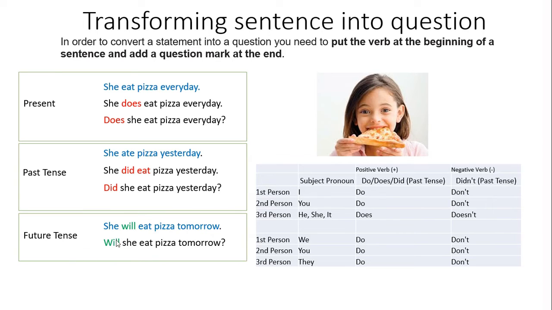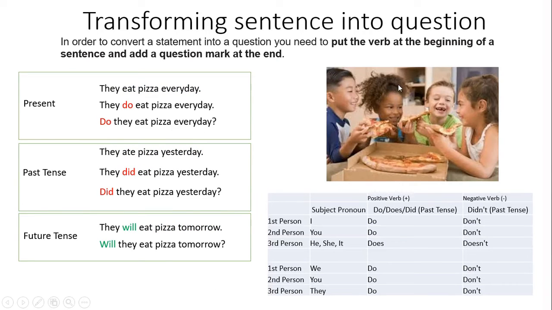For future tense, she will eat pizza tomorrow. So remember that you need to use the word will if the tense of the sentence is in future form. Then to transform this into a question, just exchange these first two words. Will she eat pizza tomorrow?